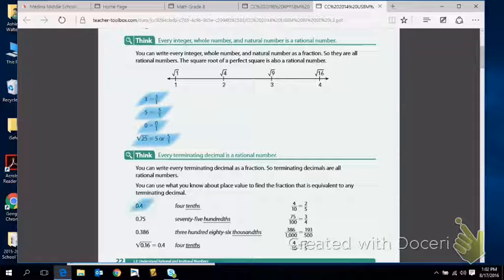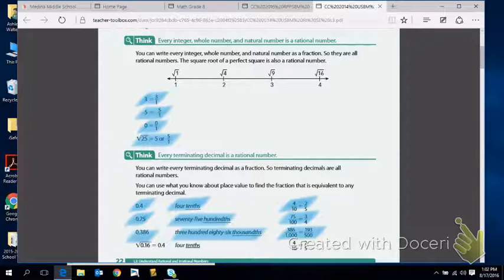For instance, 0.4 is 4/10, in which you would put 4 over 10 and reduce it to 2 over 5. 0.75 is 75 hundredths, which would be 75 over 100 because you write it according to its place value, and that reduces to 3/4. 0.386 is 386 thousandths. Because it's in the thousandths place, it'll have a denominator of 1,000, and 386 over 1,000 reduces to 193 over 500.